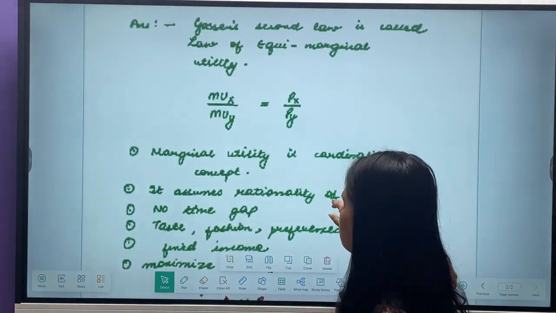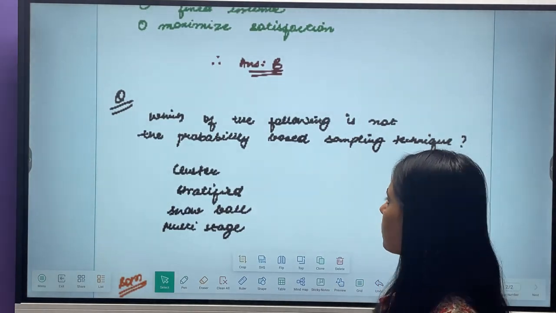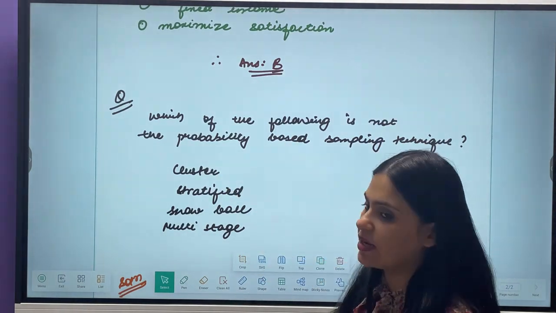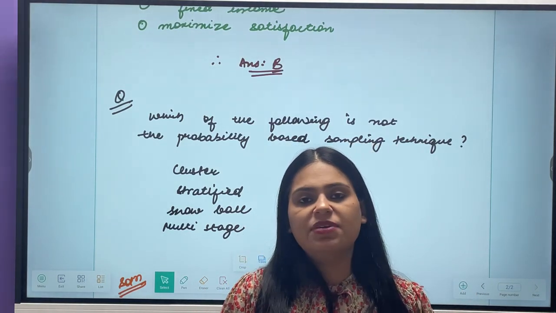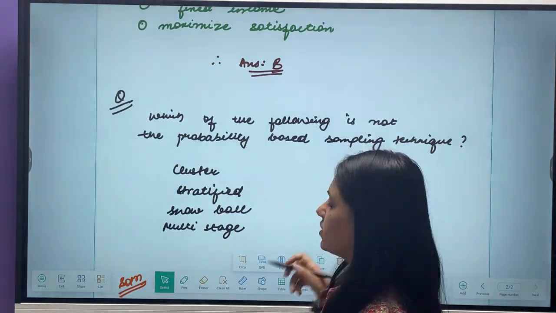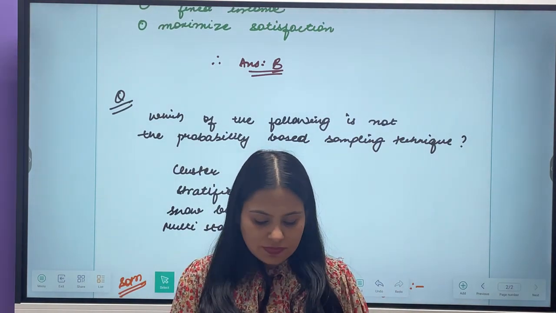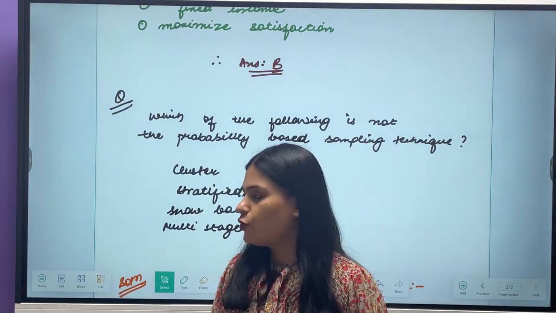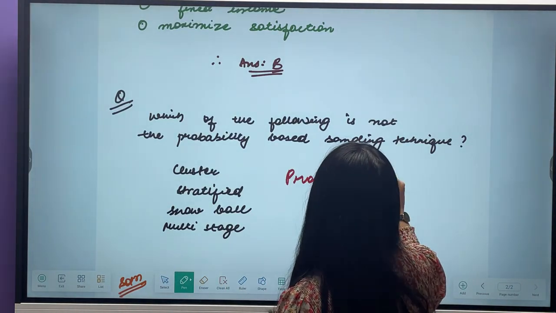ठीक है जी. The next question is this. Which of the following is not a probability based sampling technique? So 4 techniques are given to you. I'm giving you a minute. Try to solve this. Tell me which of these is not a probability based sampling technique. So beta, try to think that there are 2 kinds of sampling techniques. Probability based and non-probabilistic.